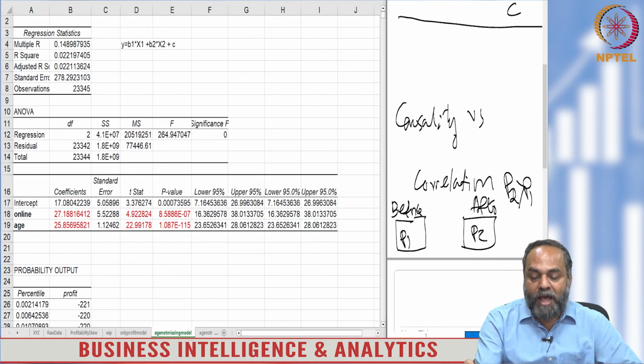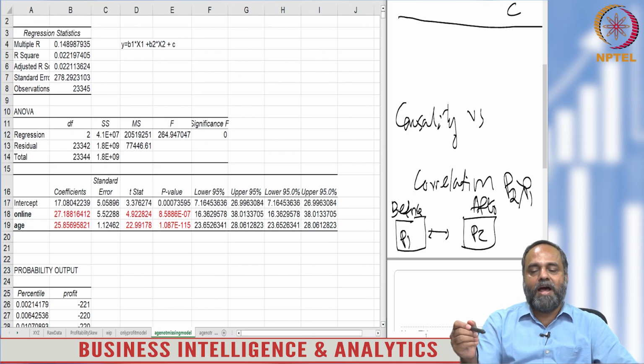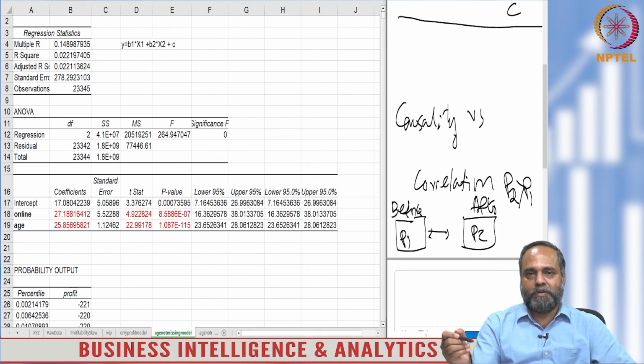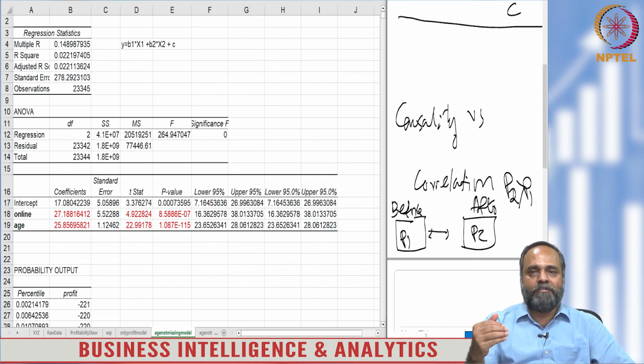Having become online, they have become more profitable. But without having this data about before and after, I cannot conclude that online makes customers more profitable. And that is a fallacy in the thought process. If you follow a model of regression analysis to conclude that online customers are more profitable than offline customers, and therefore give rebate to convert offline customers to online customers, that will be a fallacy.